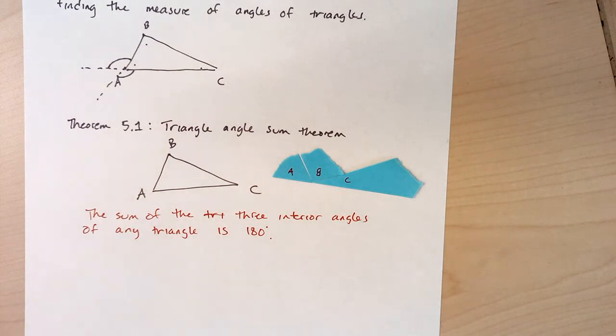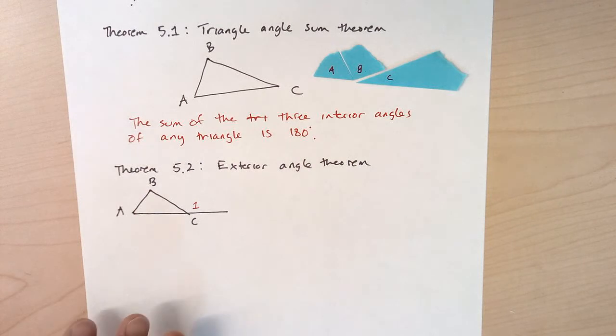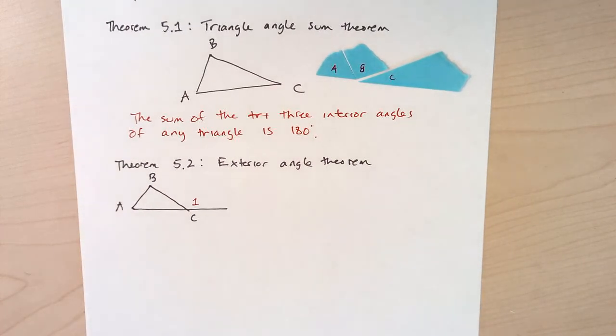But that's the triangle angle sum theorem, or sometimes I might just refer to it as just the triangle sum theorem, even though we're not adding triangles, we're adding the angles. Okay, and then theorem 5.2 is the exterior angle theorem. So in this case, for triangle ABC, I extended side AC, and then angle 1, the way that I numbered it, is an exterior angle.